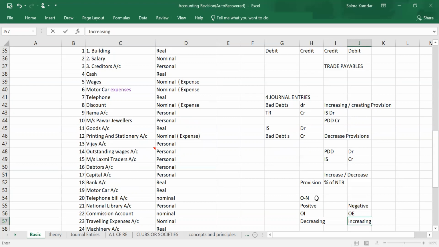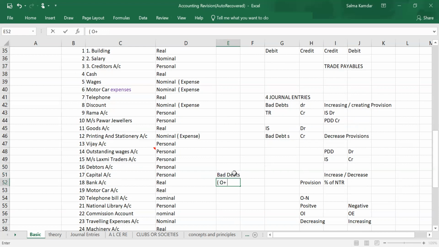Are you with me? Yes. You can write simultaneously, just scribble in your book if you want to. Okay, so for increase or decrease in provisions, you are going to use old minus new. How about bad debts? When we have to record it in the income statement, what do we do?